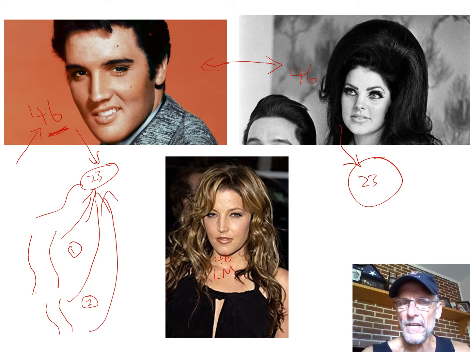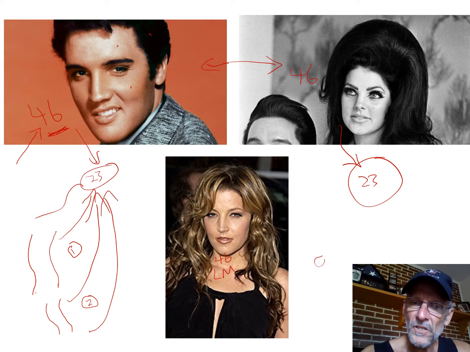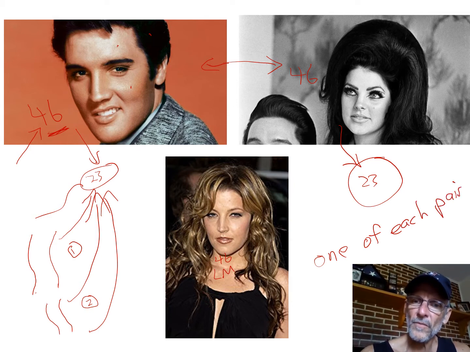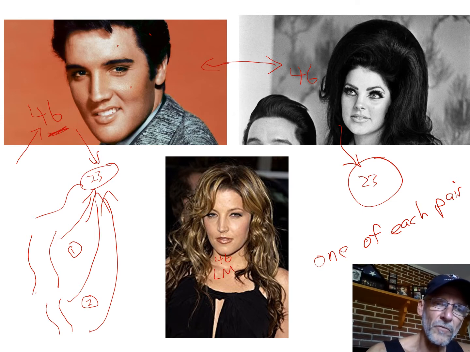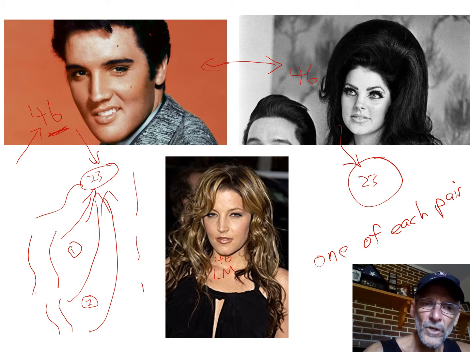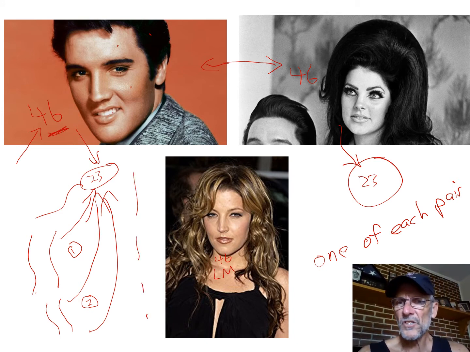And this is the key phrase of this whole unit and the whole next unit that we do. What parents give their kids is one of what they have a pair of. Elvis has 23 pairs of chromosomes, two number ones, two number twos, two number threes. What does he give Lisa Marie? One number one, one number two, one number three, one number four. Same with her. That way, Lisa Marie has two number ones, two number twos, two number threes.